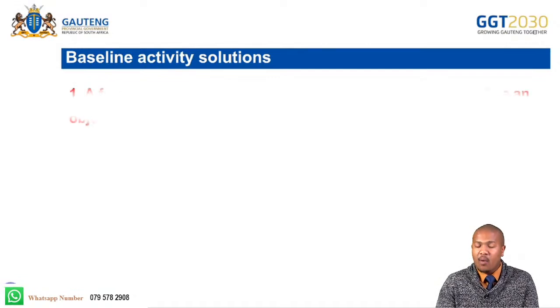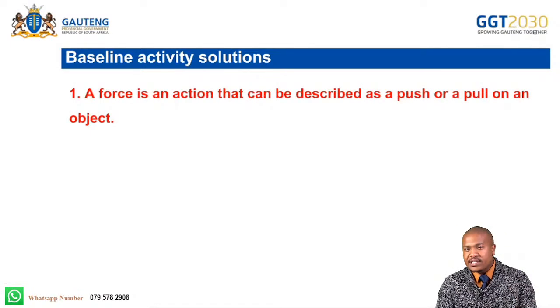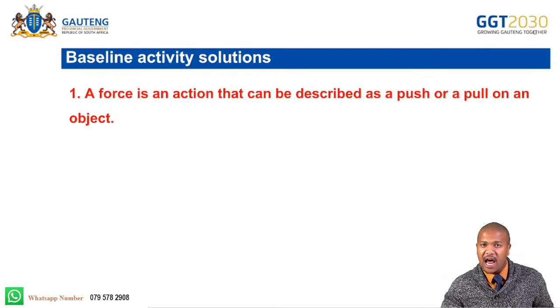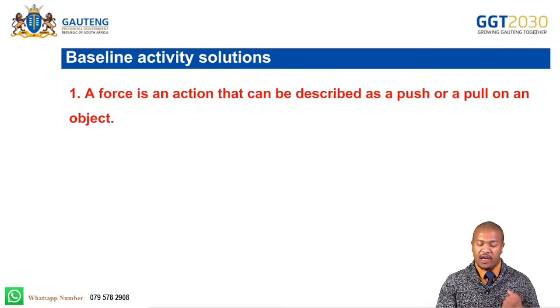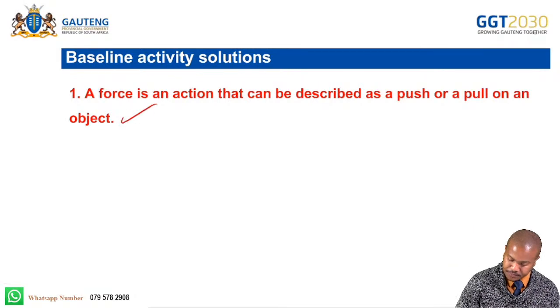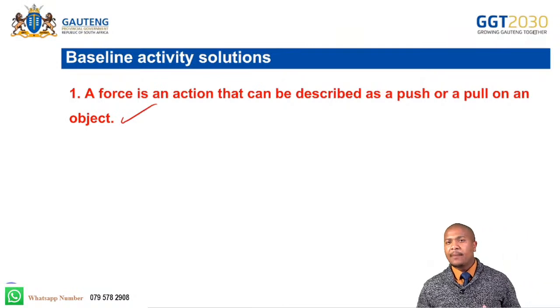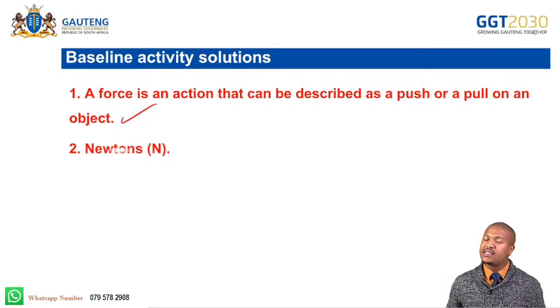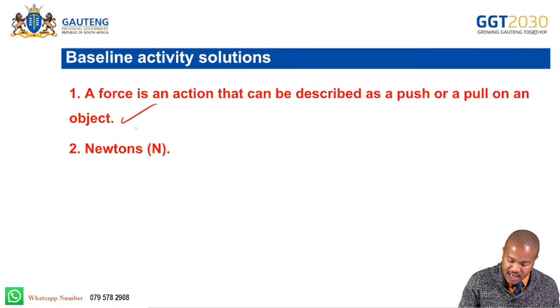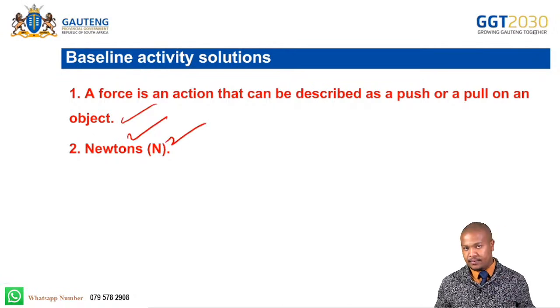So the answer for number 1 is what? A force is an action that can be described as a push or a pull on an object. Then number 2, the SI unit is newtons, and the symbol is N.